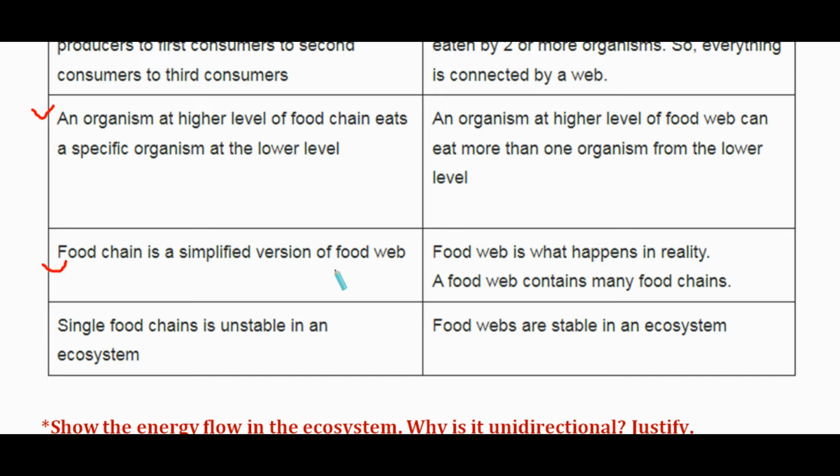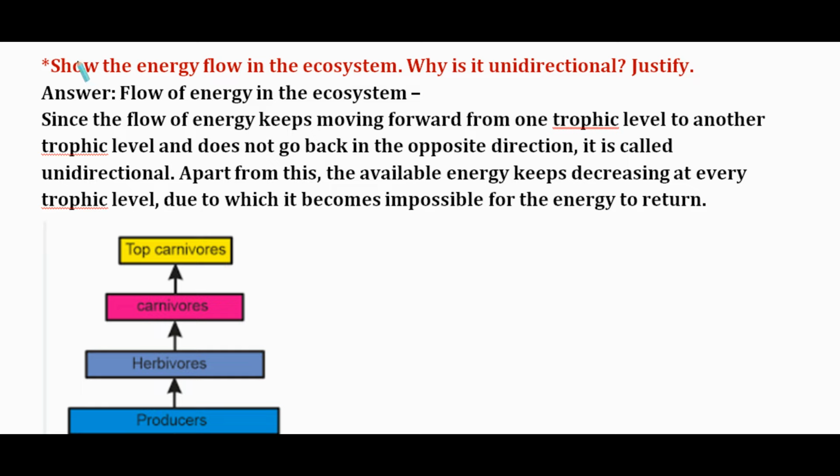Next, a food chain is a simplified version of a food web. A food web is what happens in reality. A food web contains many food chains. A single food chain is unstable in an ecosystem. Food webs are stable in an ecosystem.